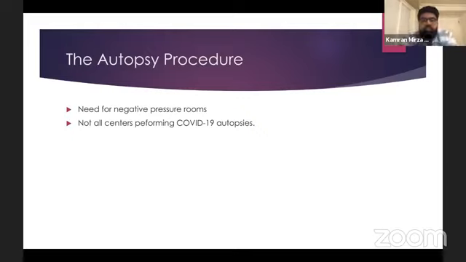So I've already mentioned that there is a need for negative pressure rooms, and not all centers are performing COVID-19 autopsies, but many centers actually are. And those are the centers, and kudos to Dr. Mukhopadhyay and his team, who've been looking at all sorts of different manifestations of this disease and really unraveling the mystery of what it does as far as pathologic mechanisms are concerned.